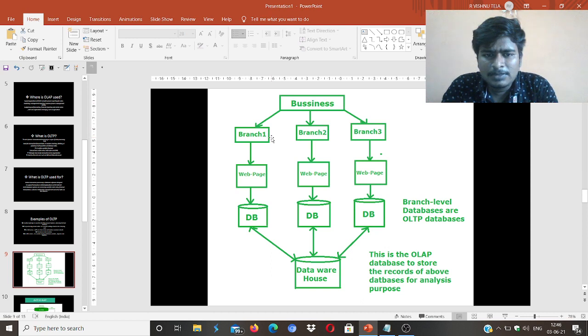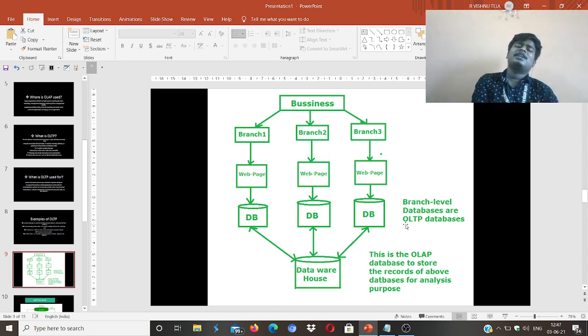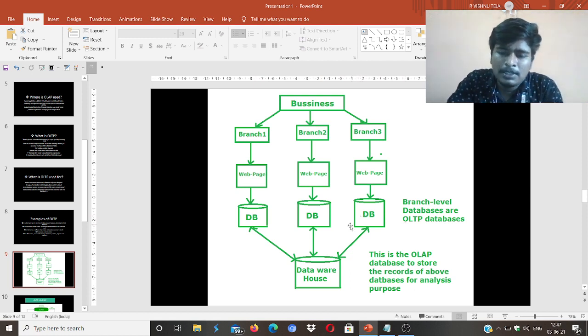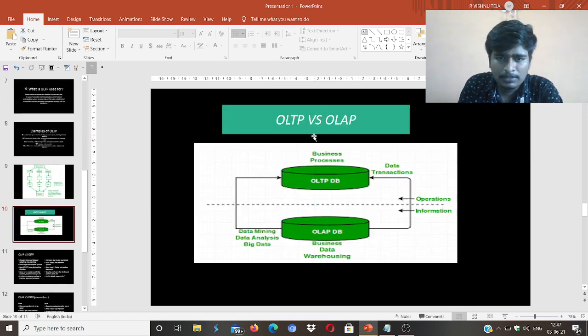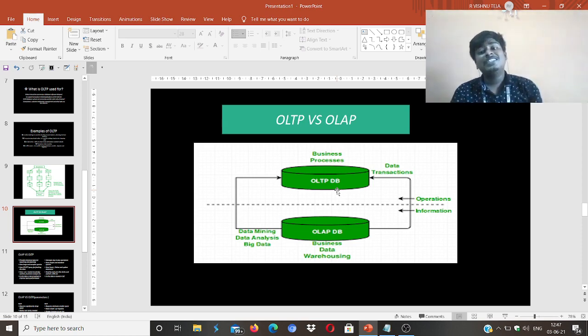See, this is the business model. This is branch 1, branch 2, branch 3. These are the web pages in that, and these are the databases according to the web pages and the branches. This is the data warehouse. Databases are nothing but OLTP, whereas transactions come under the database system. After the database, which is OLTP, comes the data warehouse. OLTP is a two-tier architecture, whereas OLAP is a three-tier architecture.